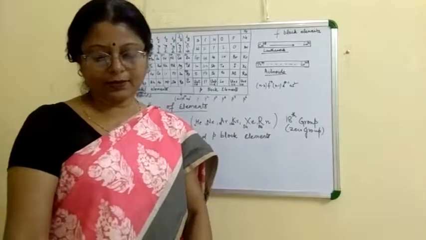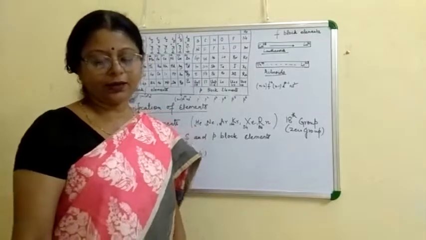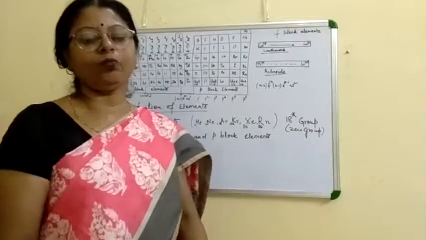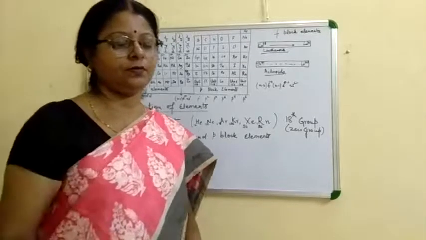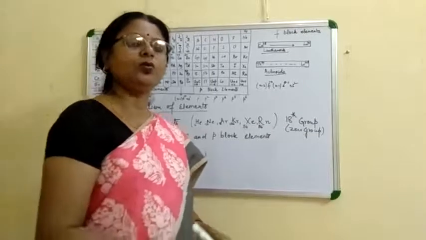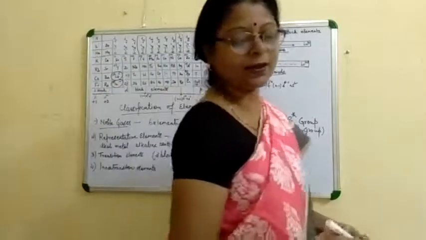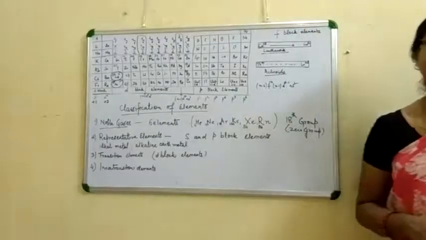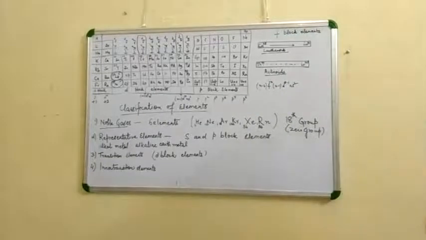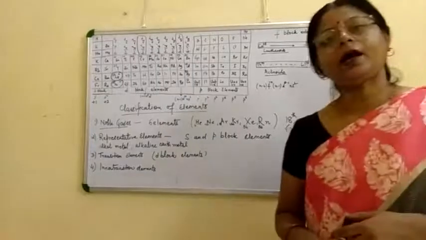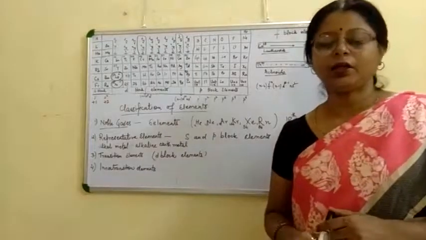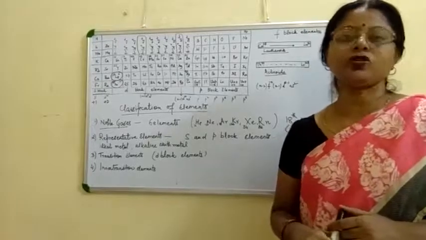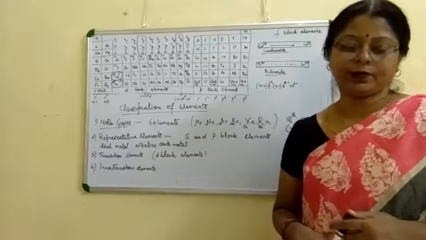And these elements are metals and possess high density, high melting and boiling points. They also show variable valency and exist in several oxidation states in their compounds. Their ions are colored and paramagnetic in nature. They are radioactive in nature, and they also form complex compounds.